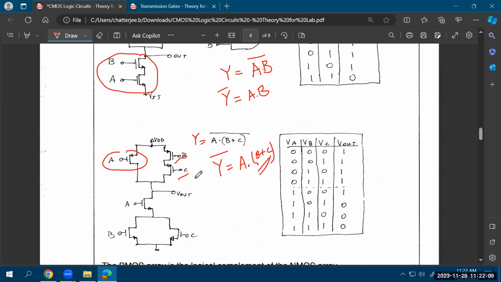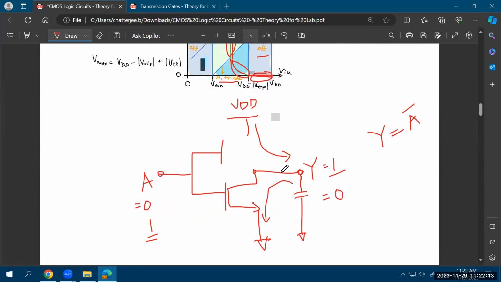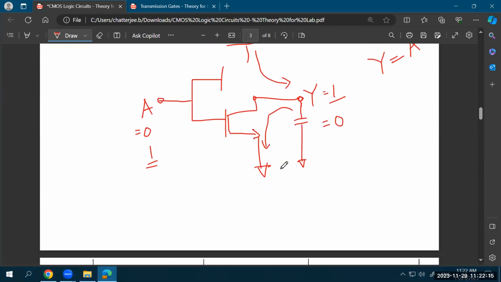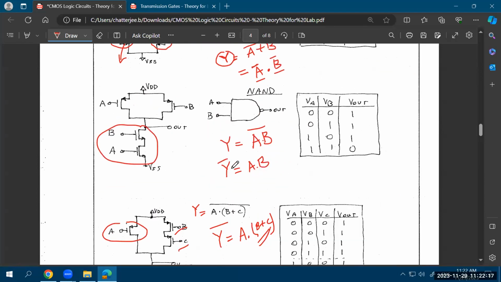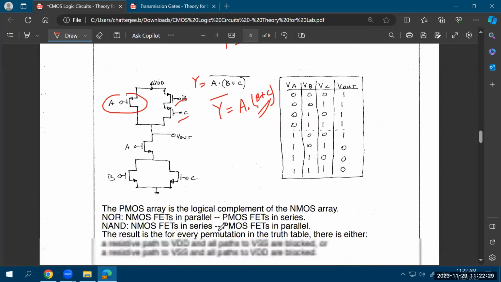Again, you can analyze it just the way we analyzed the CMOS inverter, and I'll leave that as an exercise for you to see that this really works. But this is how you'll design. You first look for what your Y bar is, design your pull-down network according to that, and your pull-up network will just be a dual of that.